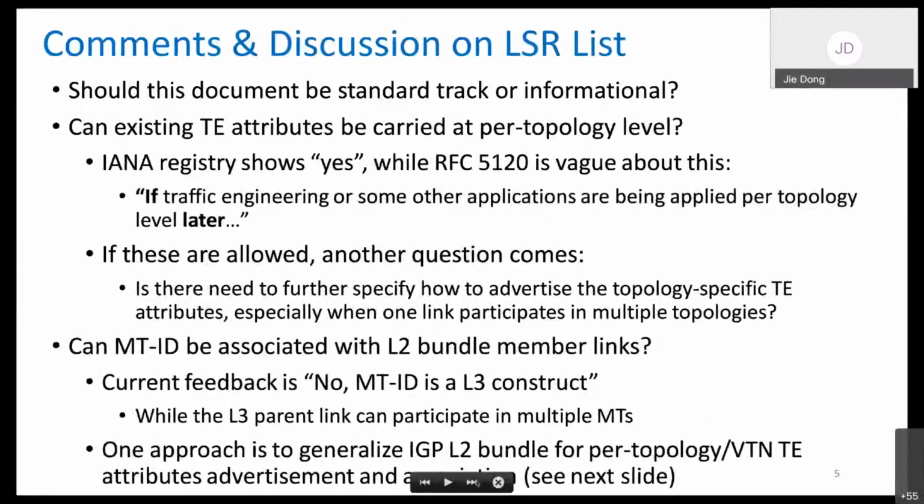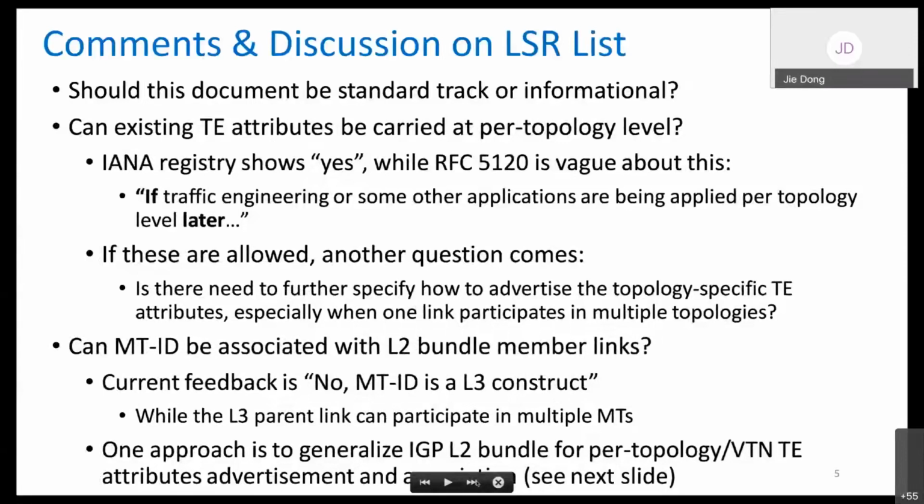Okay, here we summarize some comments and discussion on the list about this draft. The first one is, should this document be a standards track or informational document? My understanding is we are currently open to this question, because we want to figure out whether we should specify something which is not in existing RFCs, or whether we need some small extensions to make this work. The next is about how to carry the TE attributes at the topology level. We know that the IANA registry shows it is allowed, but the multi-topology RFC is not very clear about this, because it says that traffic engineering may be applied in future or later.